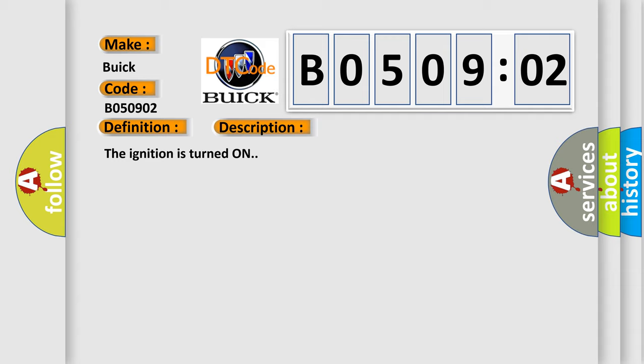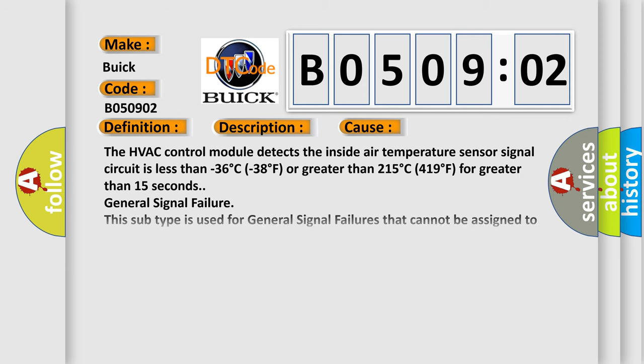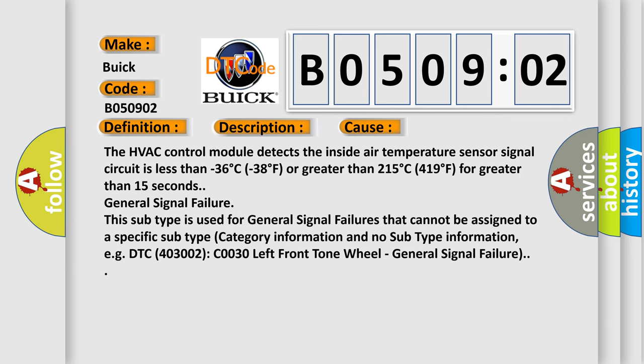The ignition is turned on. This diagnostic error occurs most often in these cases. The HVAC control module detects the inside air temperature sensor signal circuit is less than -36 degrees Celsius (-34 degrees Fahrenheit) or greater than 215 degrees Celsius (419 degrees Fahrenheit) for greater than 15 seconds.